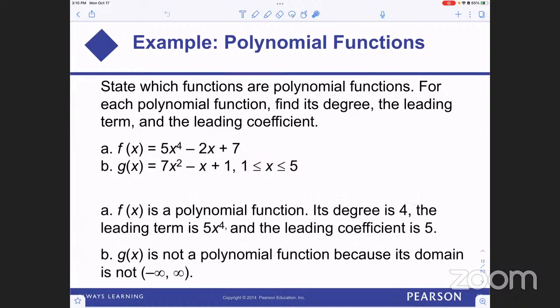So I think we have a typed version of what we just said. f of x is a polynomial function. The degree is 4, the leading term is 5x to the 4, and the leading coefficient is 5. g of x is not a polynomial because its domain is not all reals.